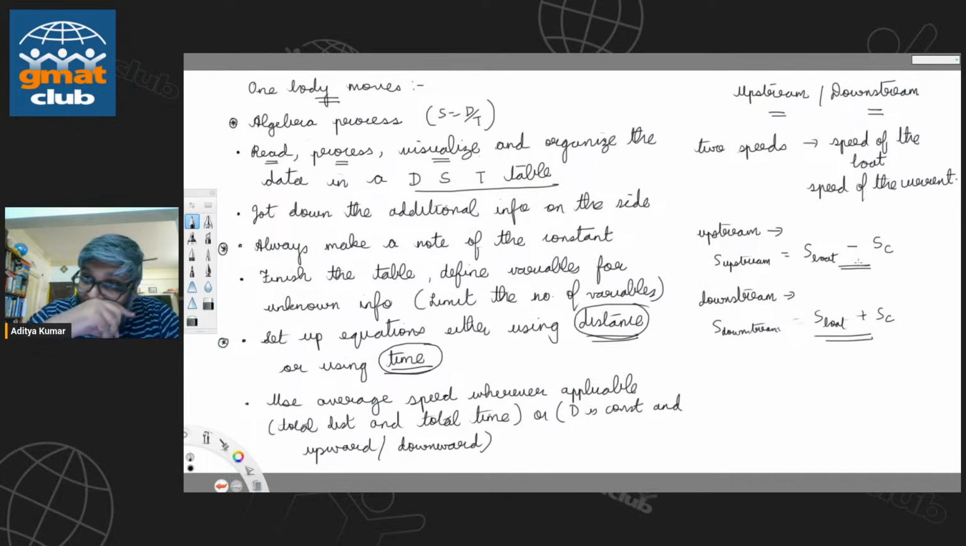I want you to keep this in mind, right? It may come in handy when you work with upstream and downstream. When you work with a question where you're going upstream and downstream, remember two speeds have to be considered: the speed of the boat as well as the speed of the current. All right.